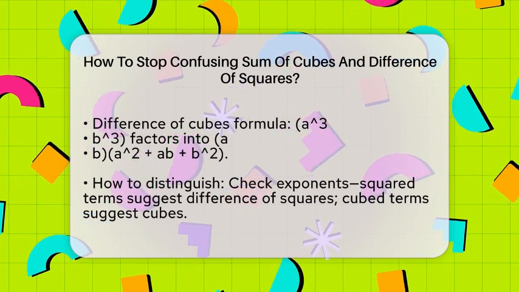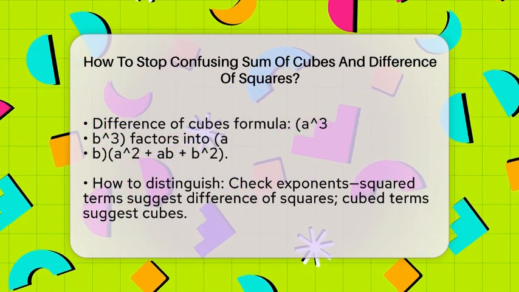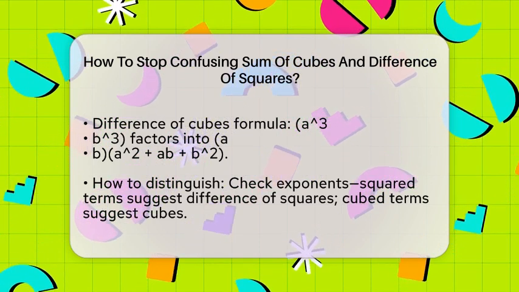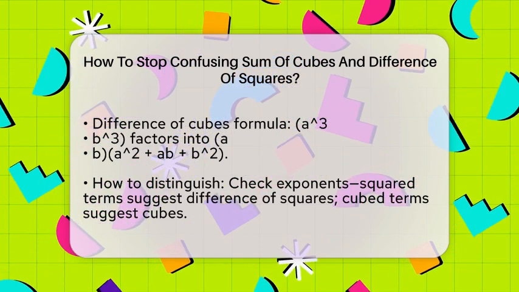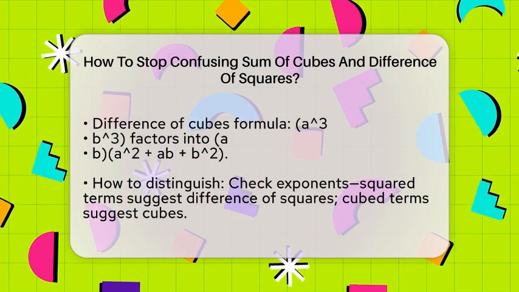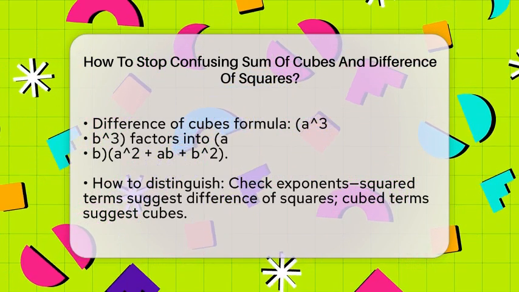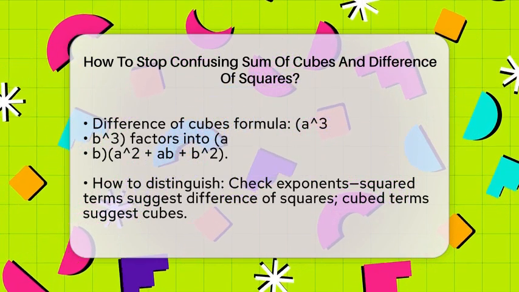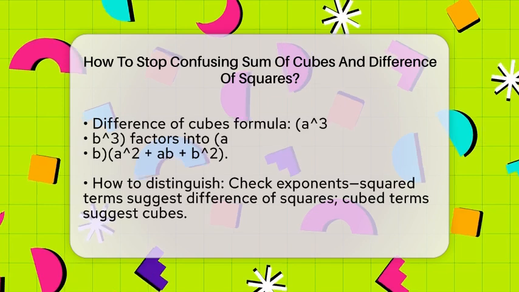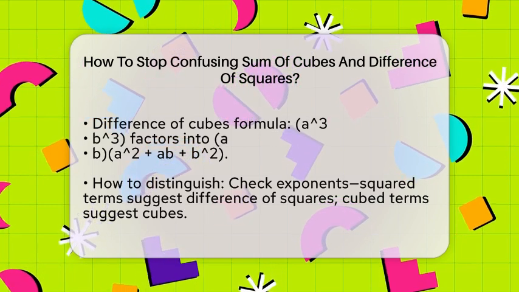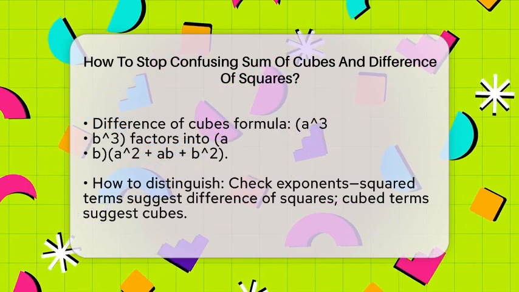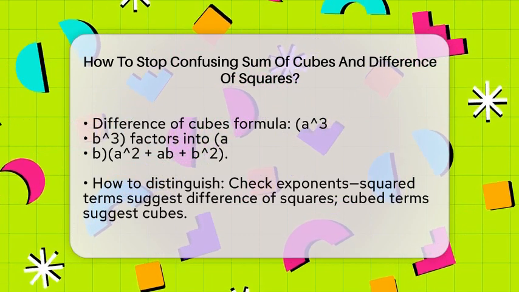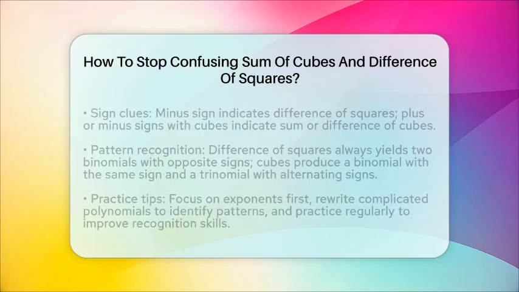difference of cubes. Another tip is to look at the pattern of the factors. The difference of squares always breaks into two binomials with opposite signs. The sum or difference of cubes factors into a binomial with the same sign as the original expression, and a trinomial with alternating signs. When practicing, focus on the exponents first.